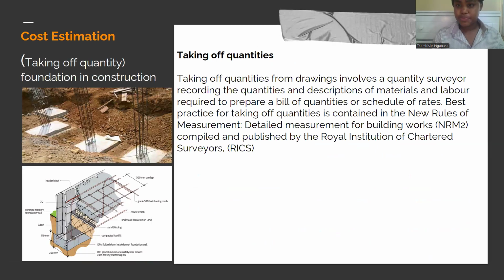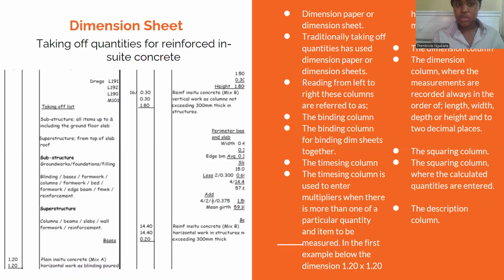Cost estimation. Takeoff quantity. This is a process that is involved in recording quantities, and it is used to calculate the material from the foundation. This process is calculating the entire building. The takeoff procedure goes as follows. You use a dimension sheet to take off the entire building.